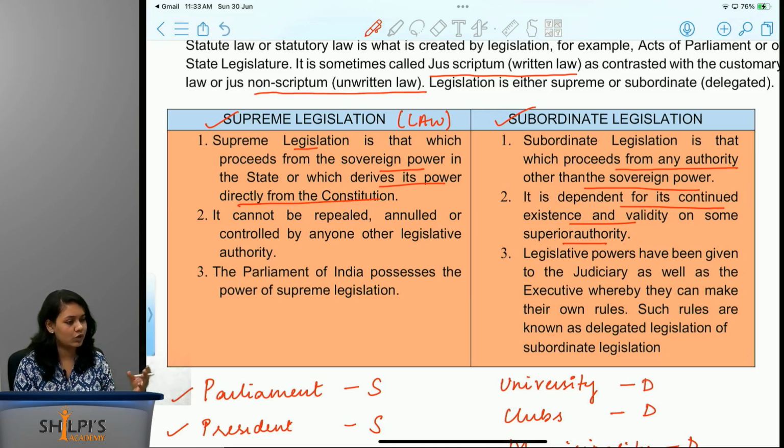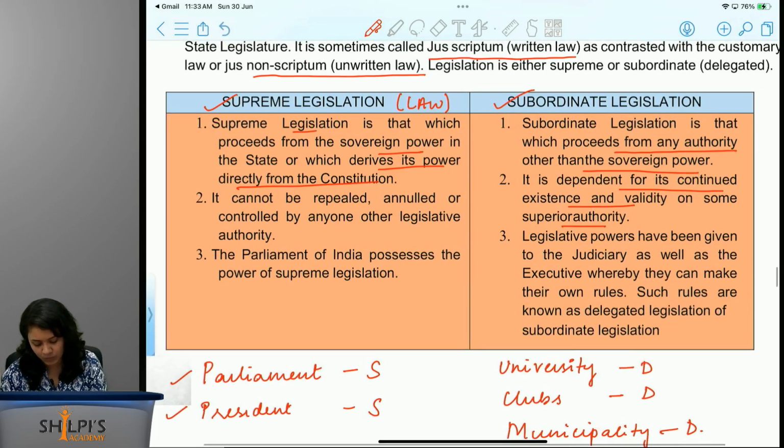This means your company's incorporation rules cannot exist separately from the Companies Act itself. The Companies Act can exist on its own without any rules. Okay, what are rules? Delegated legislation. The main Act is supreme legislation.